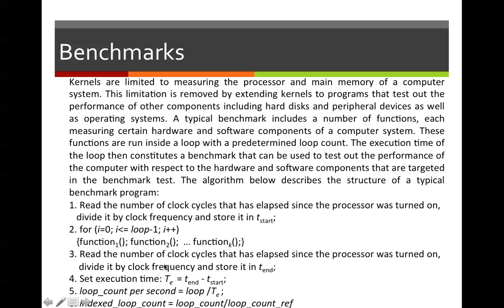And typically, since loop is fixed, the TE will change from one machine to another, so your loop count will change, and that's how you're going to be able to get your performance. Of course, the index loop count would be the ratio of loop count to loop count reference. But these being basically throughput kind of ratios, if you like. This is like a throughput ratio.